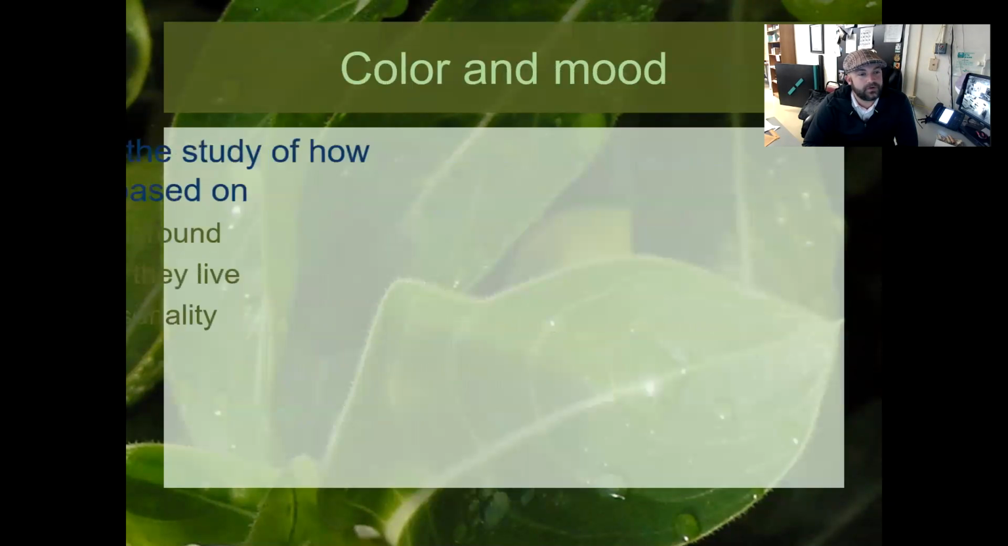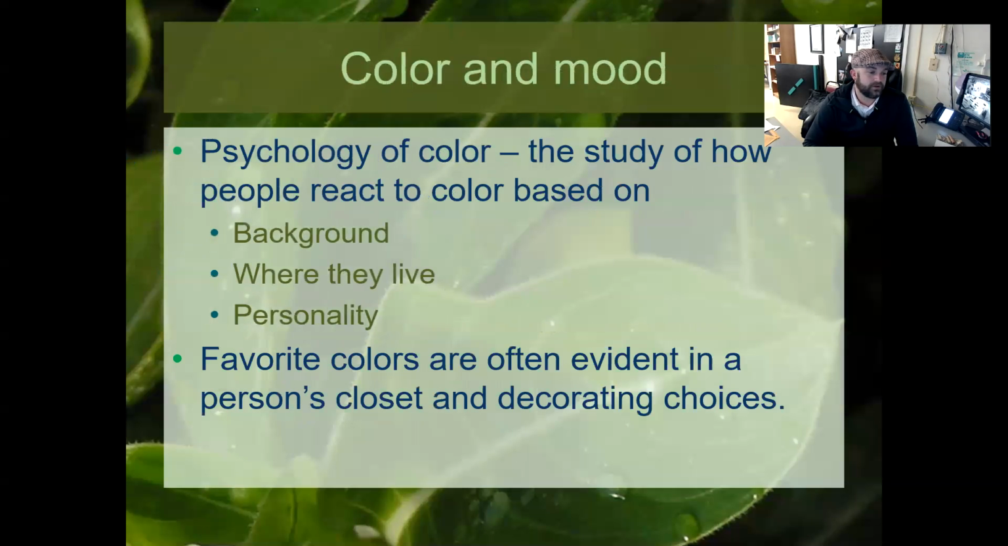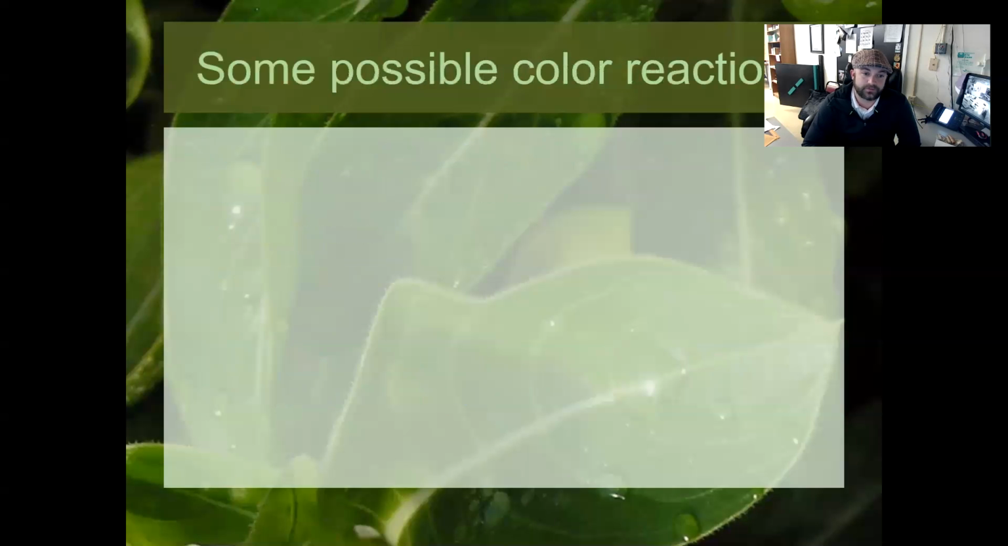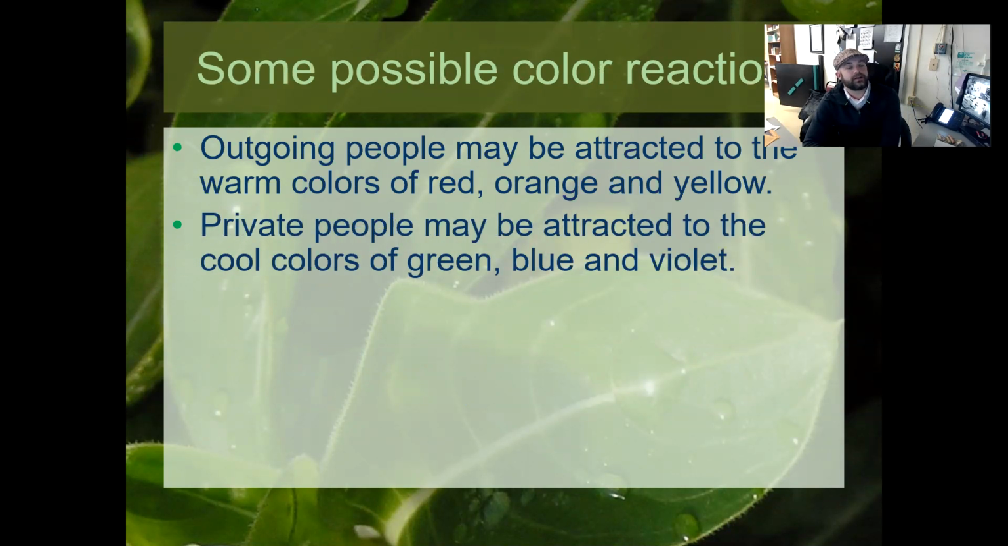Now, emotions and colors. Let's talk about color and mood. Psychology of color, the study of how people react to color based on background, where they live, personality. Favorite colors are often evident in a person's closet and decorating choices. One of the things I always ask my customers is about their favorite colors or the favorite colors of the customer that they are going to be creating for, or we're going to be creating for. So some possible color reactions. Outgoing people may be attracted to the warm colors of red, orange, and yellow. Private people may be attracted to the cool colors of green, blue, and violet.